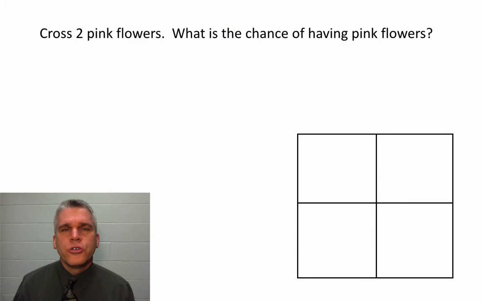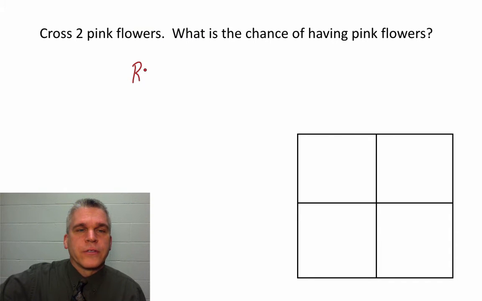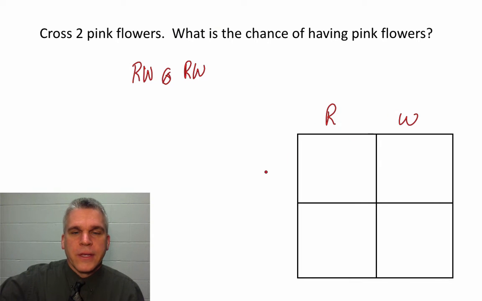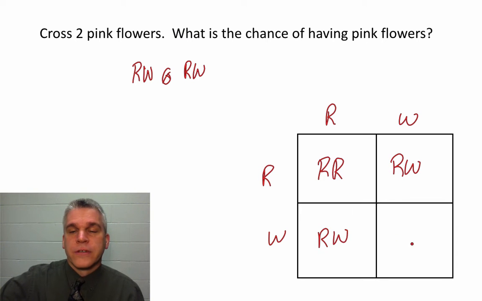What if we cross two pink flowers? What's the chance of having pink flowers? So we'd have two pink flowers. That's going to be RW crossed with a RW. Right, so we take the two alleles, separate them of one individual, take the two alleles, separate them, and now we show all the different possible combinations. So there's a red, there's a pink, there's a pink, and there's a white.